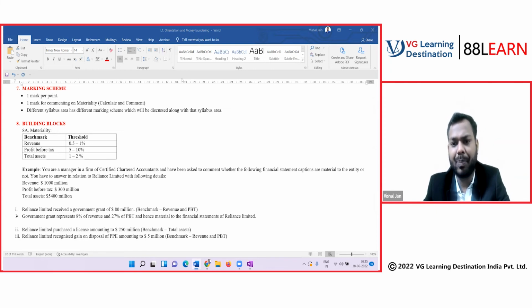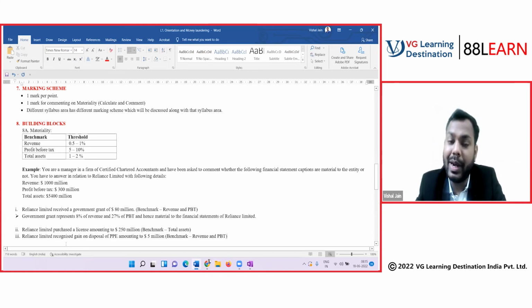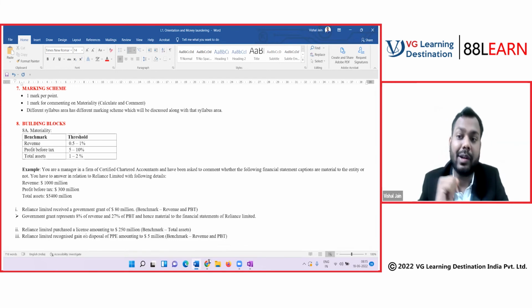See, in the question, I have given the gain on disposal. If I had given that the asset was disposed at this much million, then I would have taken total assets. This 5 million gain on disposal will be impacting the profit, right? If I had given you the sale price, definitely total assets could also be one of the benchmarks. Understanding my point? Please solve these two.